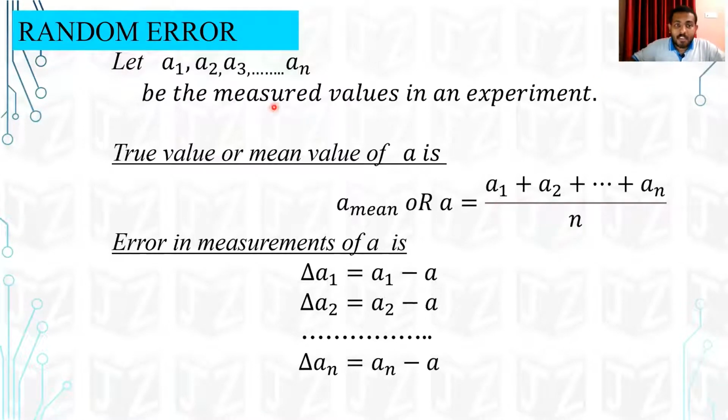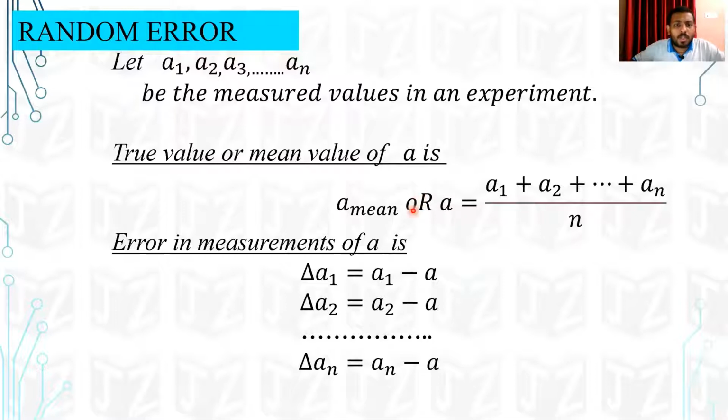Let A1, A2, A3, etc., up to An be the measured values in an experiment. Then the true value, or the mean value of A, is given as A1 plus A2 plus etc., up to An, divided by n. That is the arithmetic mean of all the measurements. Then we take this mean value as the true value of A.